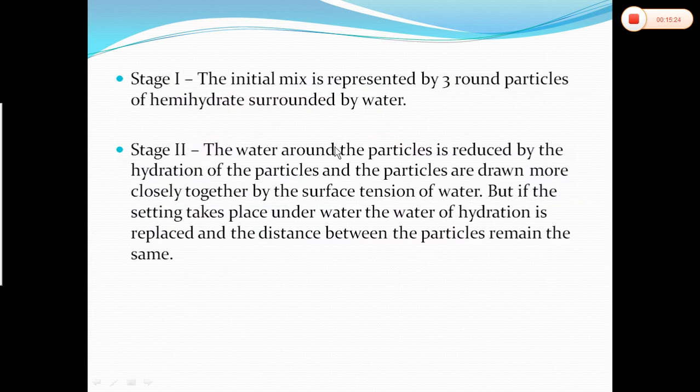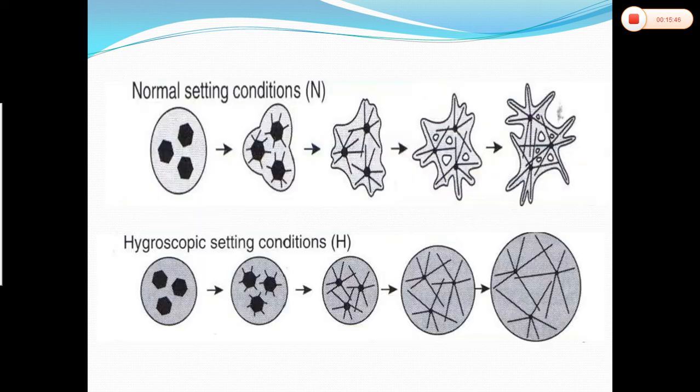Stage 2, the water around the particles is reduced by the hydration of the particles. When particles absorb water, the water around the particles is reduced and particles are drawn closer together by surface tension of water. But if setting expansion takes place underwater, the water of hydration is replaced and the distance between the particles remains the same. See here, these particles come closer, whereas here, because of rehydration, the particle distance remains the same.